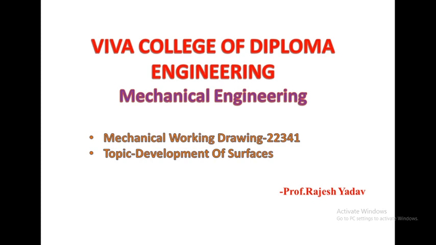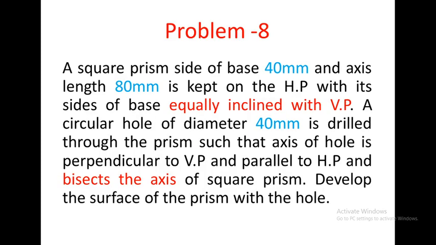We will be solving a problem based on development of surface of a prism. So let's begin with the problem. Problem number 8. A square prism, side of base 40 mm and axis length 80 mm, is kept on the HP with its side of base equally inclined with VP.